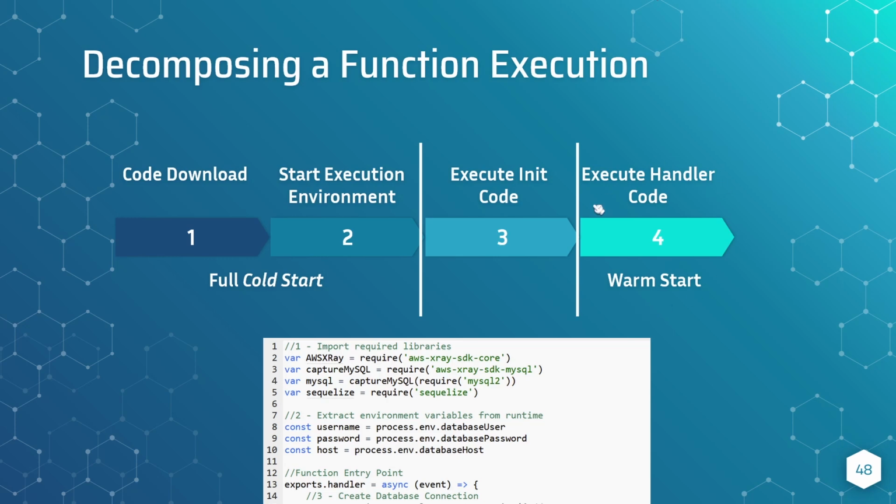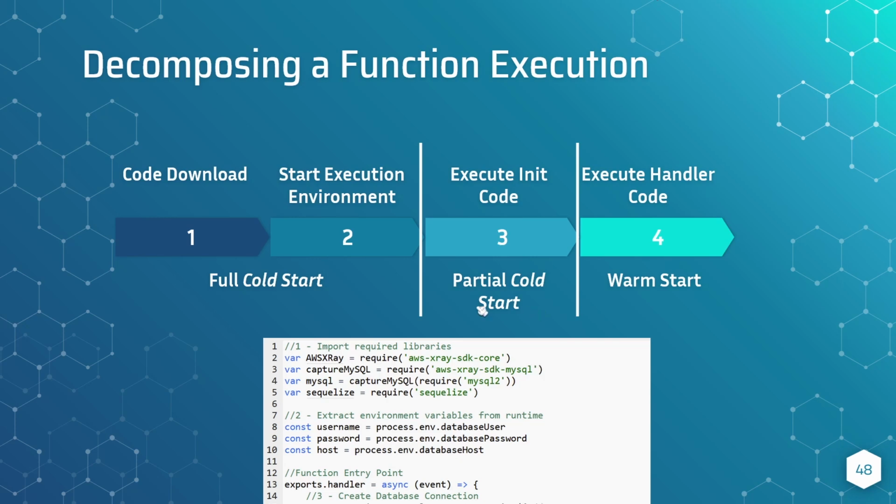Now, if you don't have a warm start, then there's also this scenario here, which is the second middle one. And that's what's called a partial cold start. The reason I call it a partial cold start is because at any point in time, Lambda can go ahead and reap all the resources here.